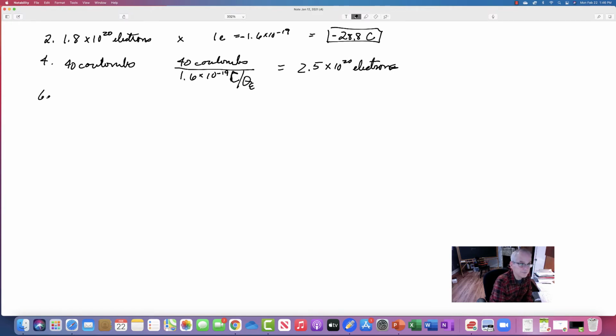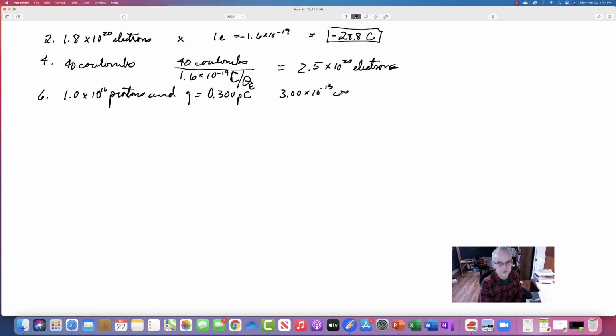Number 6. Number 6 states an amoeba has 1 times 10 to the 16 protons and a net charge of 0.3 picocoulombs. So it has 1 times 10 to the 16th protons and a charge of 0.300 picocoulombs. Now, pico is 10 to the minus 12. And so this is 3.00 times 10 to the minus 13 coulombs.